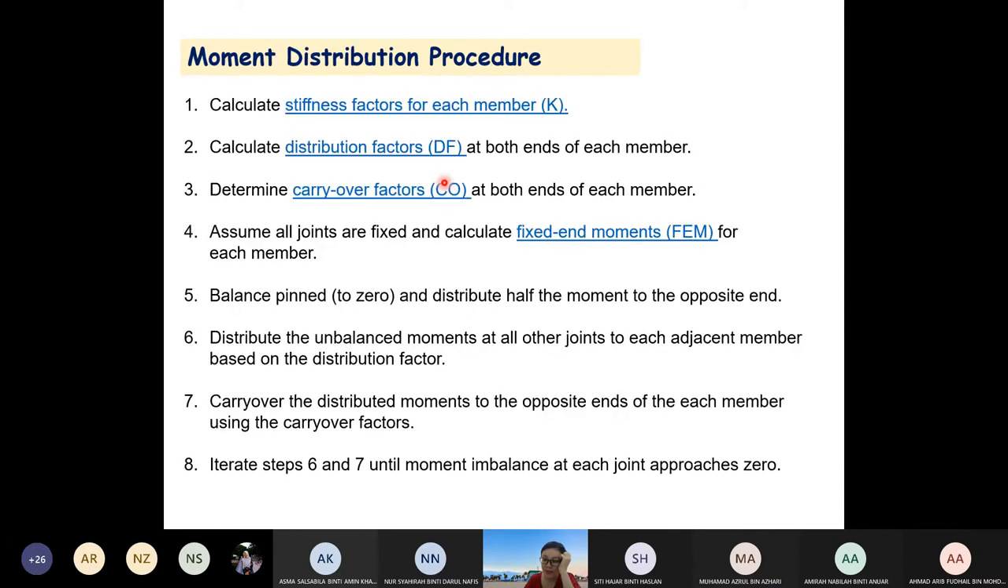Okay, so now let us have a look at the procedure. We calculate the stiffness factor for each of the members. We calculate the distribution factor, which involves the member stiffness factor and the joint stiffness factor. And then we identify the carry over factors for both ends of the member. And then we determine the fixed end moments. And then we start with the moment distribution table.